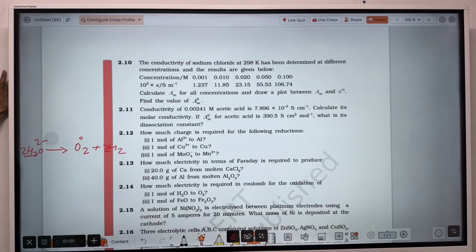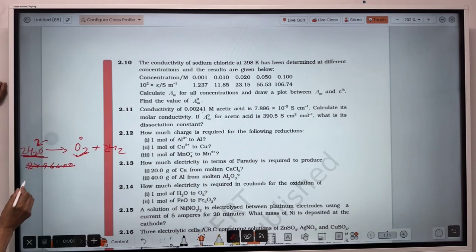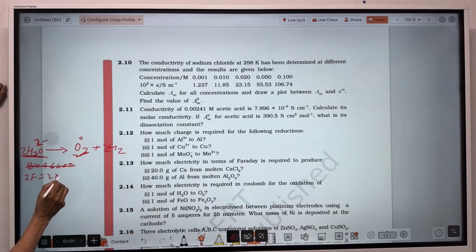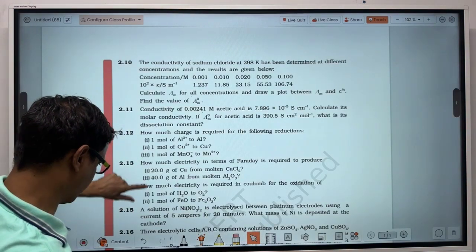So 1 mole of H2O you will have to oxidize. So 2 into 96,500 coulomb of charge when passed, then, when balancing, 2 moles of H2O dissociate. Here it is -2. So obviously in this case you do not have to consider how much oxygen gets deposited. So -2 to 0. So 2 Faraday's charge will be required in coulomb. So 2 into 96,500 coulomb. Okay, 2.15 and 2.16, these two questions will be discussed in the next class.